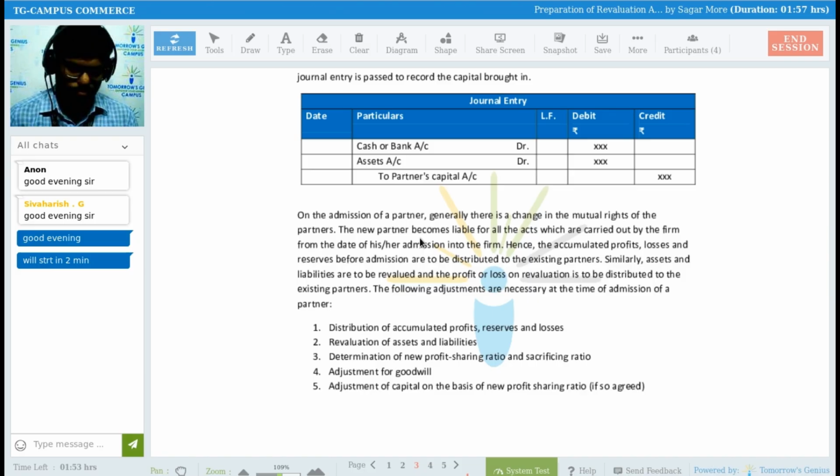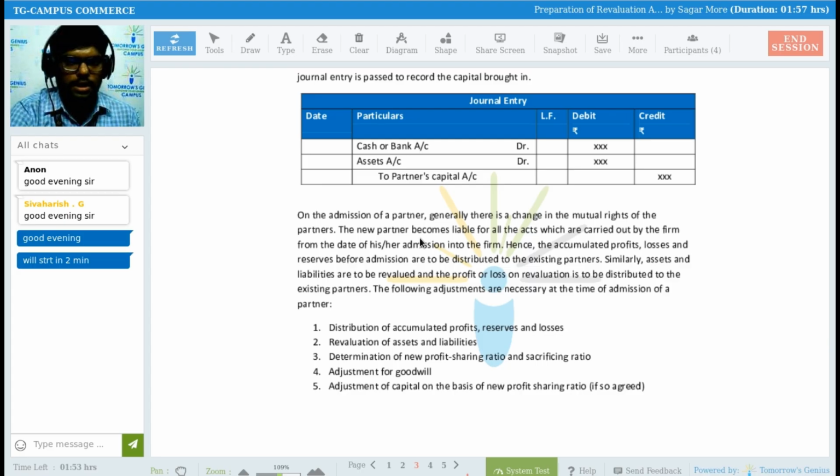So we were doing admission of a partner, right? We completed 2 sessions in which what we completed so far? Yes, Shivarish, Sadhna, Dhanashri. What we completed from this chapter so far? How to find new profit sharing ratio. Absolutely right. How to calculate new profit sharing ratio, how to calculate sacrifice ratio and goodwill adjustment at the time of admission of a partner. These 2 things we have already done, right?